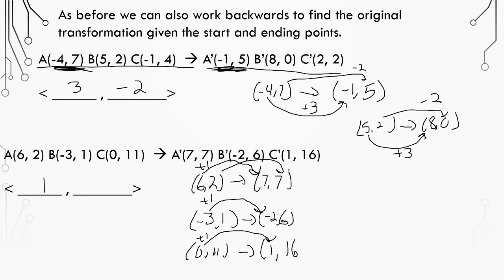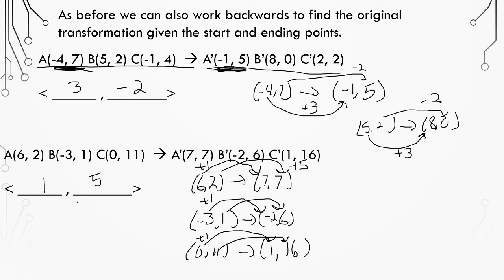2 goes to 7, 1 goes to 6, and 11 goes to 16. Well, again, in each case there, it looks like I'm adding 5. 2 plus 5 is 7, 1 plus 5 is 6, 11 plus 5 is 16. So it'd be (1, 5).